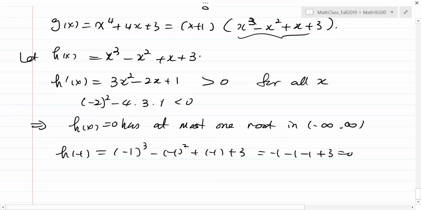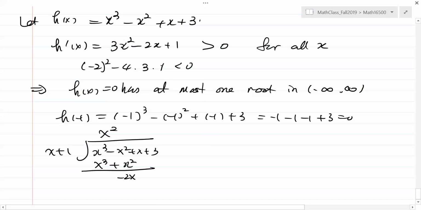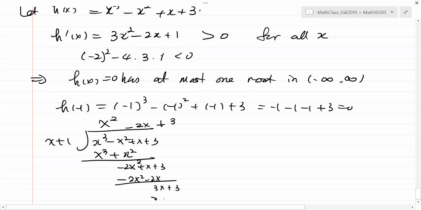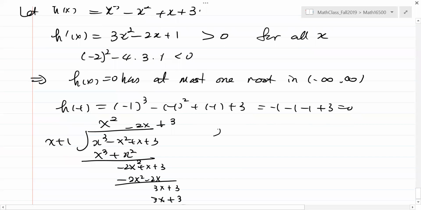So what is that? You can continue to factor it, right? You can have x cubed minus x squared plus x plus 3, divided by x plus 1 squared. So I get negative 2x squared plus x plus 3, then minus 2x. I get a negative 2x squared minus 2x, minus 3x plus 3, and plus 3. Okay, 3x plus 3. Then you get 0. So that means this h of x is going to be factored to this.